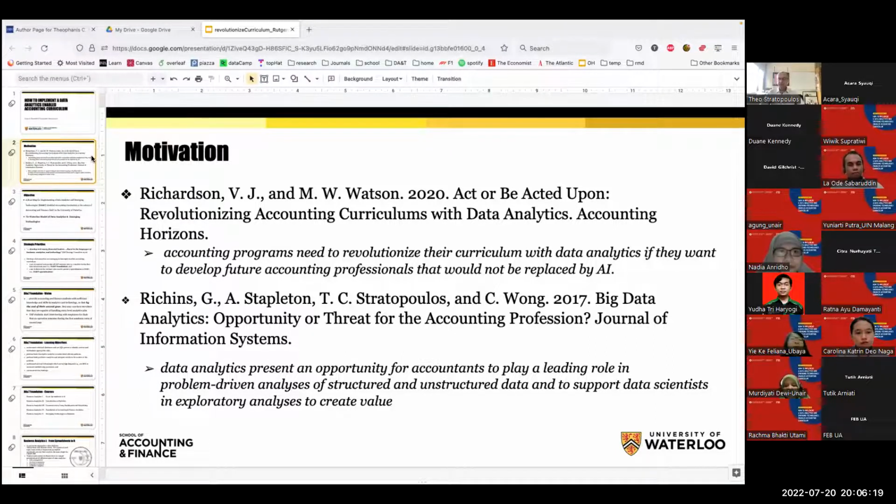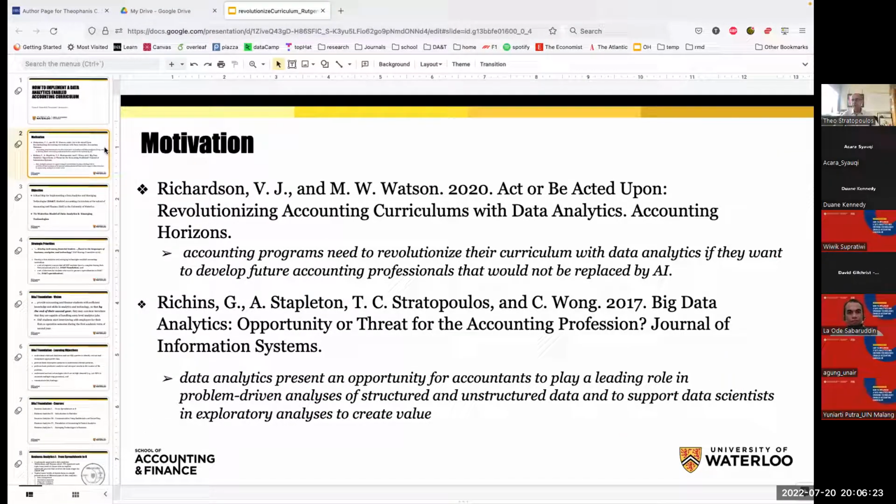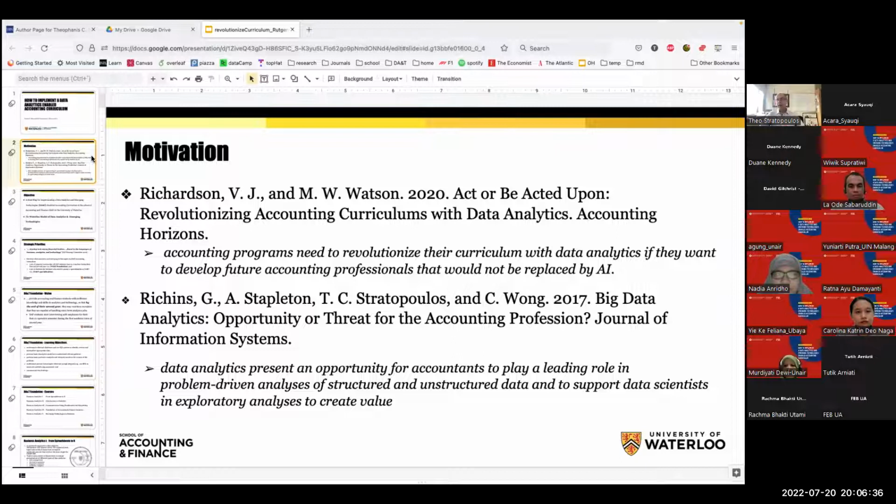If we don't make any changes, then it's going to be a threat, because as Richardson and Watson suggested, our students will be replaced. On the other hand, the main point that we're making in the GIS paper is that it is an opportunity, because by the very nature of our training, accounting professionals are familiar with data. They've been working with data. You cannot conceive accounting without data. So the point that we're making is that there is the foundation. If we build on this foundation, we can convert this into an opportunity. We can position our students to take advantage of this growing market and a growing opportunity.